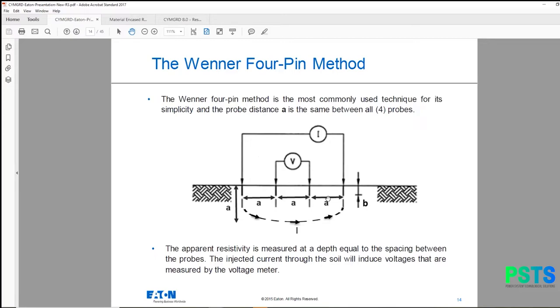So what will happen is the current will go into the ground to an apparent depth equal to the spacing, A. The current will go this way. And remember, B is the depth of the rods that you have put in, which is very small compared to A. B could be 10 centimeters or 5 centimeters, and the distance A would be 2 meters. So B is normally much less than A. You pound the rods, put your voltage leads and your current leads here, inject the current and get the voltage.